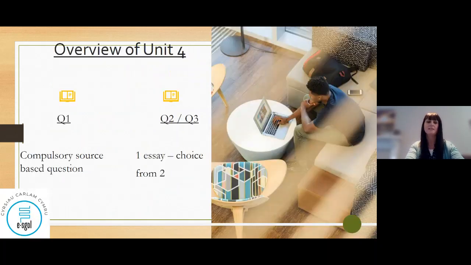So question 1 is your compulsory source-based question, and then for question 2 or question 3, you would choose which one you prefer to do. You would do 1 essay from the choice of 2.